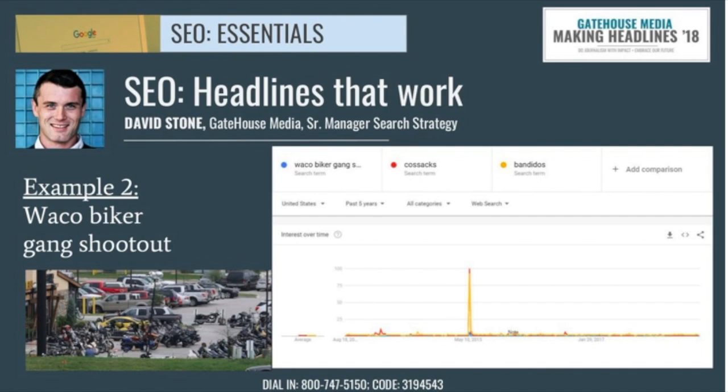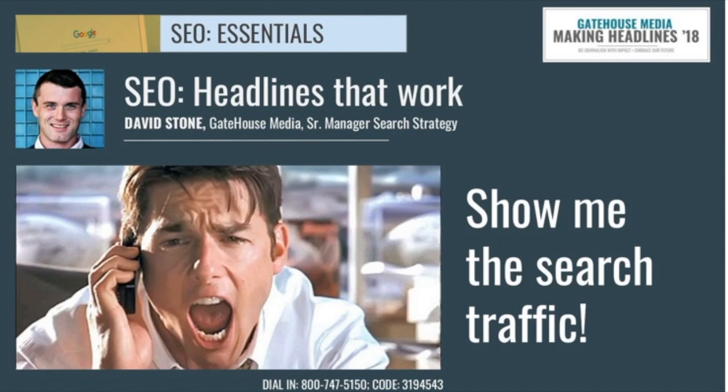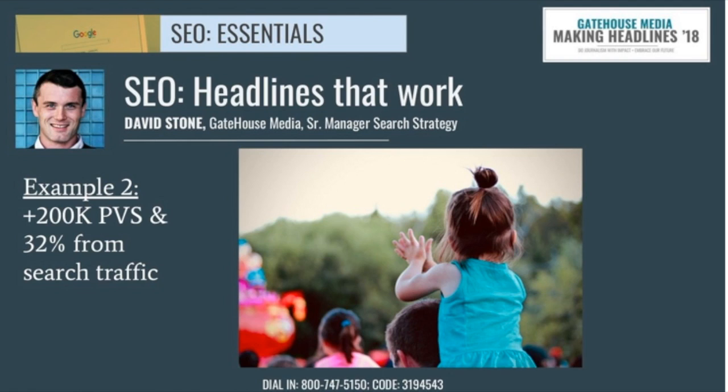Here you can see something's been trending along, bumping in Google, and then it hits 100 in Google Trends because it became a really big deal. We want to meet the user's query with our content. But Tomcat's here. He says, hey, David, it's nice but show me the search traffic. So, just showing you a little wrap up on that: the content from that did 200,000 plus page views and 32% from search traffic.